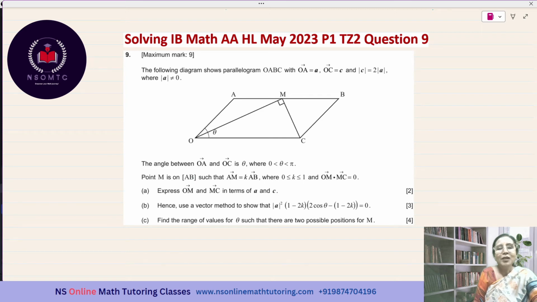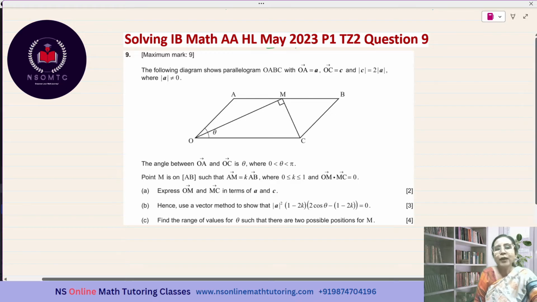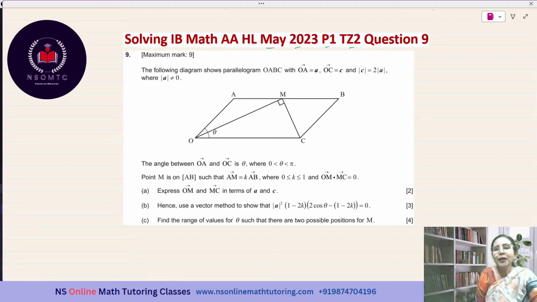Hello students, we are solving the IB Math AA HL past paper questions, and currently we are solving the IB Math AA HL May 2023 Paper 1, Time Zone 2 past paper. Today we'll be solving question number 9 of this paper.